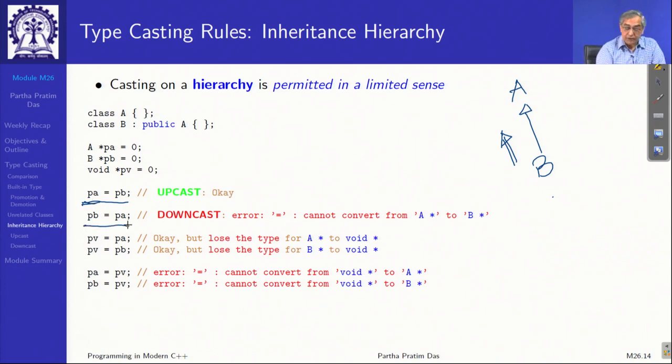But if I do the reverse, that is, I take an A object pointer and think that it is a B object, then I will have a serious problem, because the B type pointer will expect those additional data of the B class above the base class part, which are not there. So, this will not be permitted. This is called downcast. Now, I can convert any one of them implicitly to void pointer, which we have seen earlier as well, but the reverse naturally is not allowed.